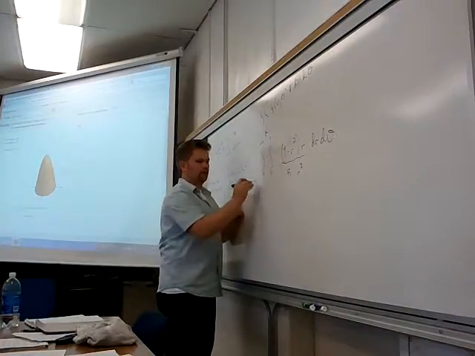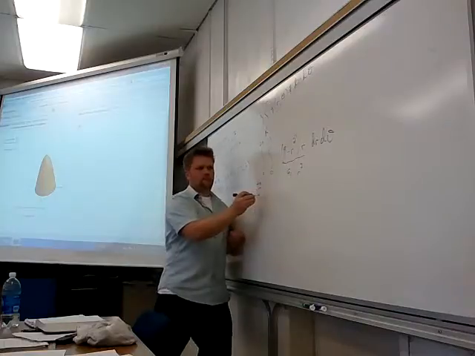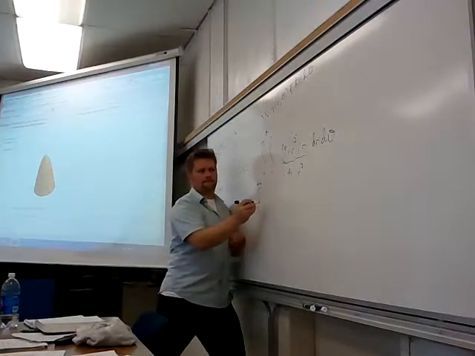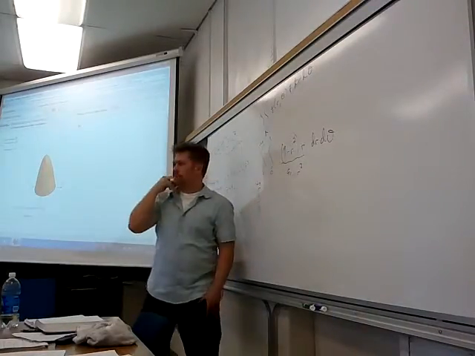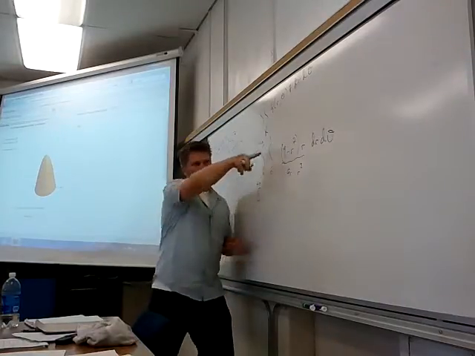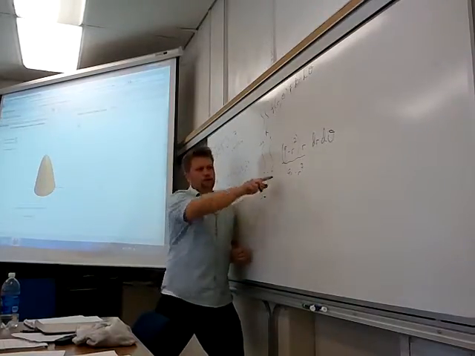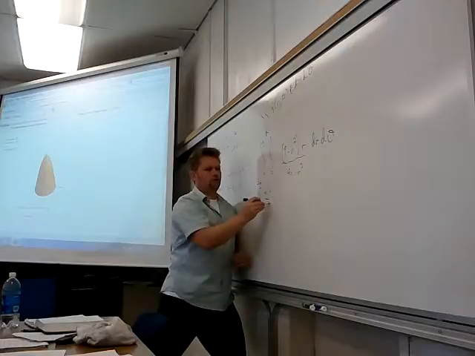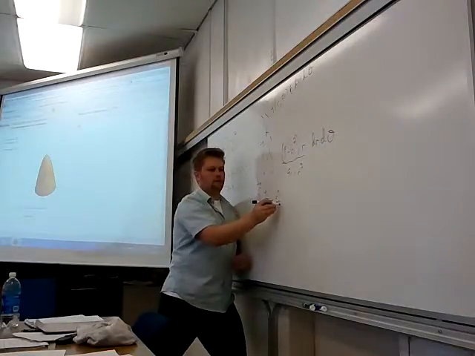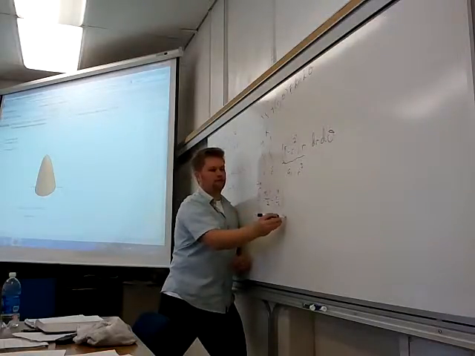So then when you integrate the inside, what do you get? What are you integrating with respect to first? 9r minus r cubed, dr, right? So then you get 9r squared over 2 minus r to the fourth over 4, evaluated from r equals 0 to 3.